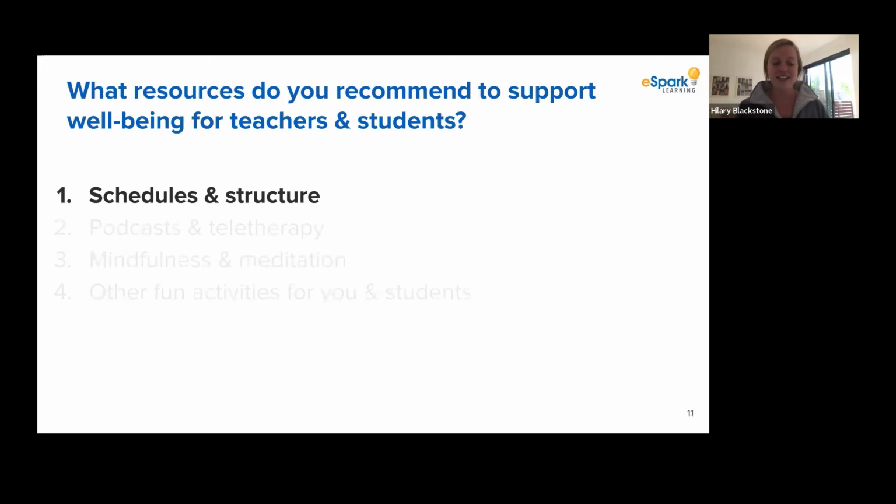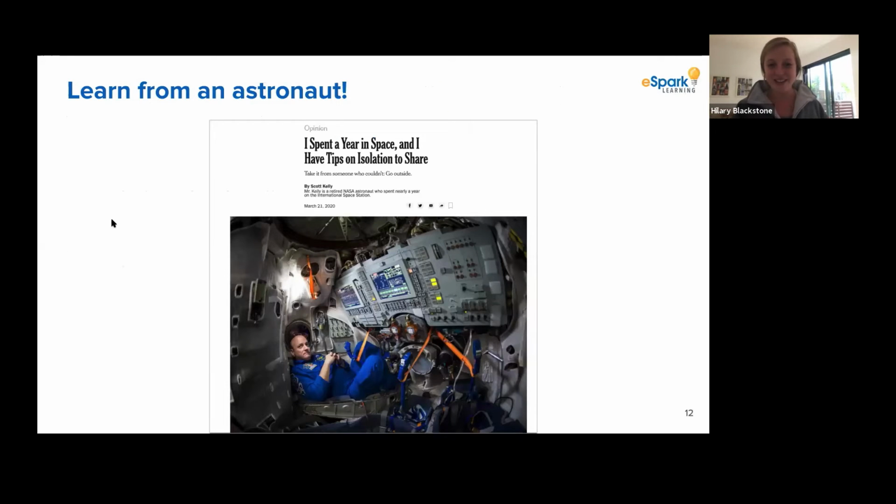So I'll start with this idea of schedule and structure. We all know, especially as teachers, that students thrive off of structure. We have a very structured day, and so at a time when suddenly we're doing virtual learning, it can be hard to know how to bring that structure back. So I read this article that I would recommend maybe even sending to some of your families if you think it'd be useful, of tips from someone who has been in isolation for a whole year. It's a wonderful article and the biggest thing that I would take away from it is that structure and routine is essential at a time like this.